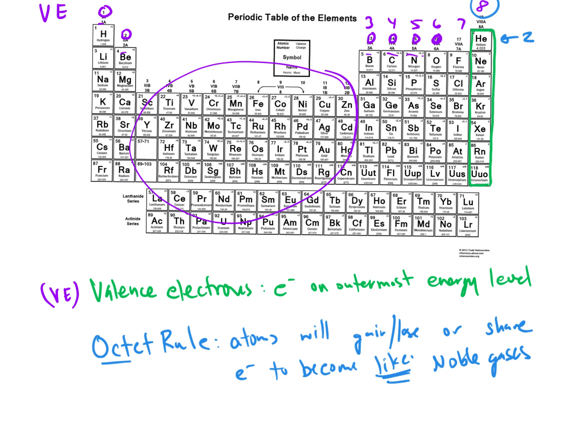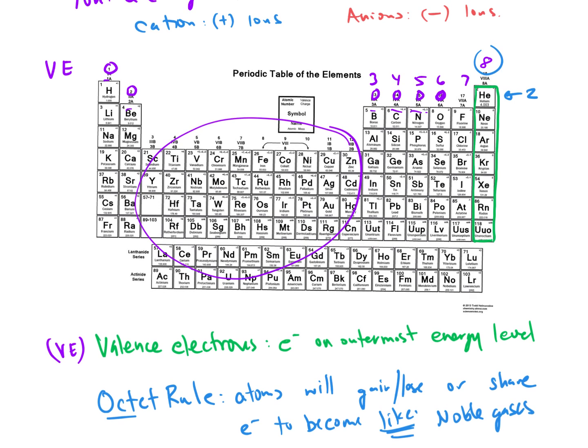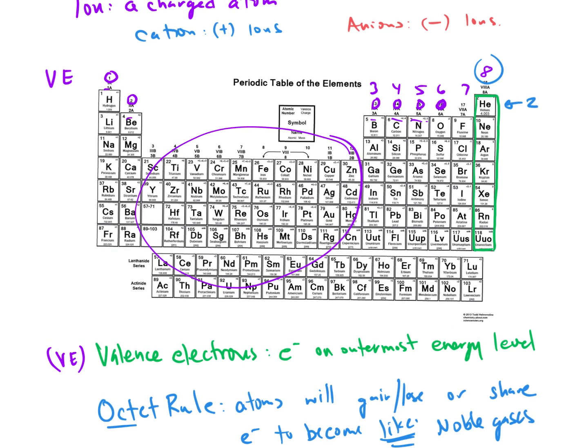Are you okay with what the octet rule is? Okay. And so, group 1, these guys have 1 valence electron. How many do they need to have 8? 7 more, right? Or they can just lose that one, and then they'll have a full octet.